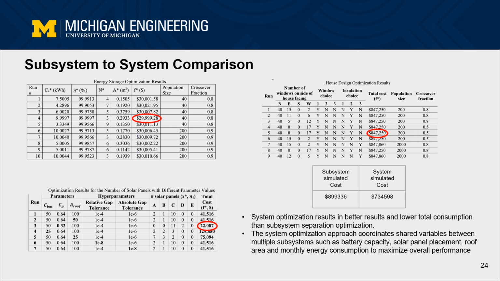Comparison of the optimization results shows that the cost of independent optimization of subsystems adds up to nearly $900,000, while overall system-level optimization reduces the total cost by about 20%. This shows that while individual optimization is optimal for each, it ignores the coupling between subsystems, which can easily result in wasted resources and lack of competitiveness. System optimization instead achieves lower cost and higher performance by coordinating shared variables.